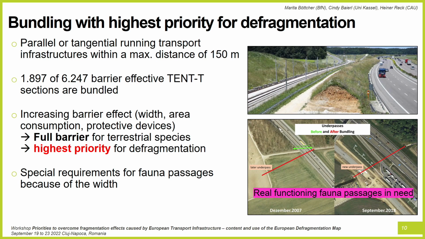Why the highest priority for defragmentation? Because we think it's nearly a full barrier for terrestrial species because of the width, the area consumption, and the protective devices between the different transport modes. And it's important to keep in mind that we have special requirements for fauna passages because of the width. So here on the lower picture we have an example of how the width increases when you have to overcome two transport modes. And in Germany, it is not really clear who's responsible for this defragmentation measure over bundled transport modes? And here we need real functioning fauna passages.